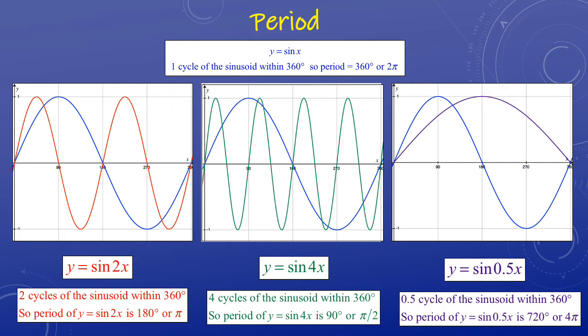For y is equal to sine of 1/2 x in purple, we are getting 1/2 of the cycle of a sinusoid within 360 degrees. That means that the period of y is equal to sine of 0.5x must be 720 degrees, or 4 pi radians. So compared to y is equal to sine of x in blue, the graph of y is equal to sine of 1/2 x is elongated.